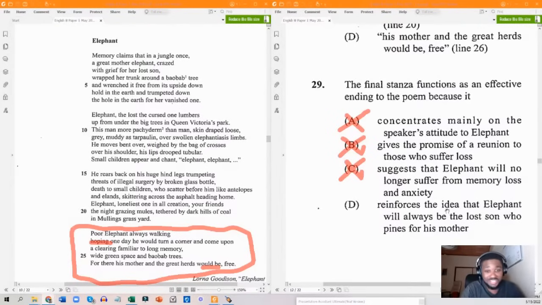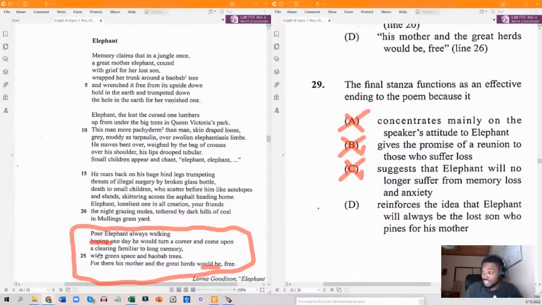It does not promise any reunion to anyone who suffers loss. It does not make that promise. Do we see that? What we see here is this man is just hoping. So remember, now we're looking at why is this an effective ending? What is the meaning of the ending? The meaning is not that if you suffer loss, you will have a reunion. You will find freedom. You will get hope. You will recover.